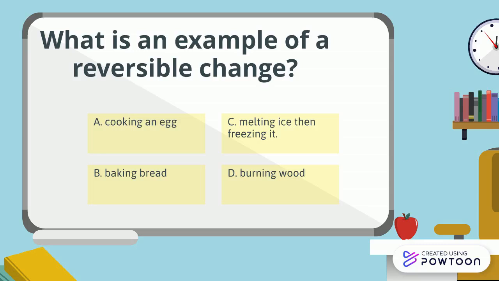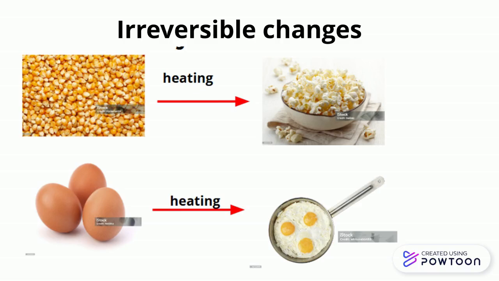If you answered letter C, melting ice, then freezing it, that is correct. Ice can be melted, then returned back to its ice form by freezing it.